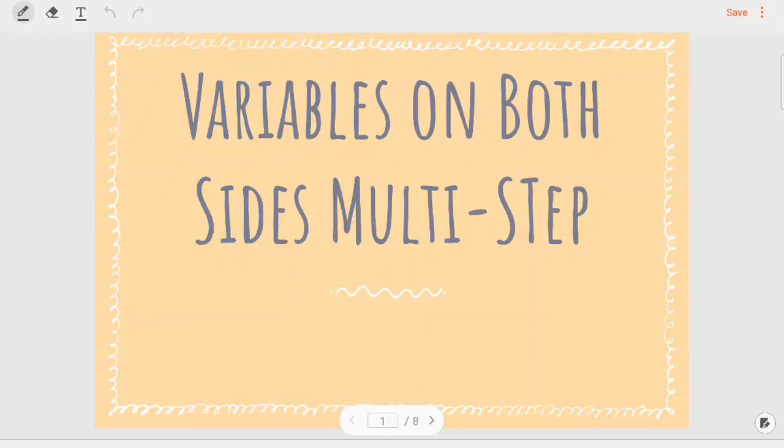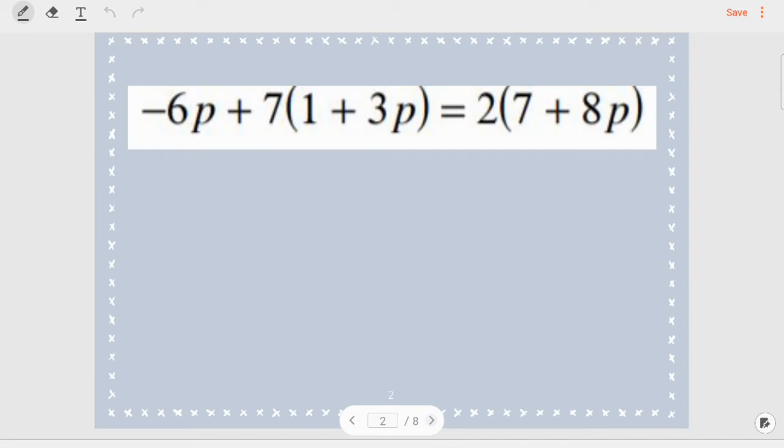Today we're going to go one step harder with variables on both sides equations, and we're going to be solving multi-step equations. Lots of parentheses and combining like terms. Let's go ahead and get started. This first problem, I can see that there are a lot of variables. There's parentheses, stuff going on all over the place.